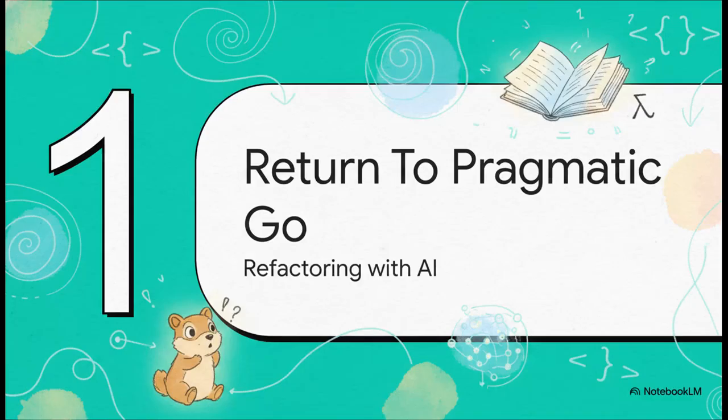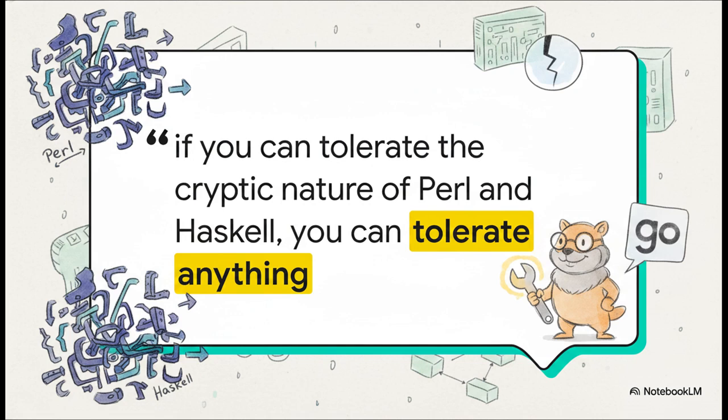Part 1. Return to pragmatic Go. So, to set the stage for us, the author of our source material, Ang, recently made a return to Go. This was after spending months deep in the weeds of Haskell, and Ang was using some of the new AI coding models to refactor a long-pending pet project.